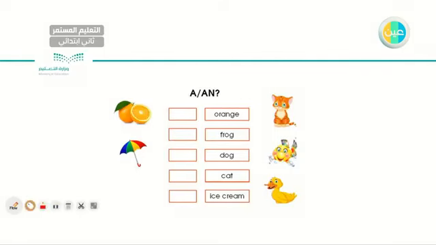Okay? So, let's have this small exercise with A and An. I have orange. And remember, singular, just one. A or An, what do you think? An orange. Excellent. The next one I have frog. Frog, it starts with a consonant. F, frog. A frog. Remember, just one. Dog, what do you think? A or An? A dog. Very good. Next one I have cat. What do you think? A cat. And the last one I have ice cream. An ice cream. Very good.